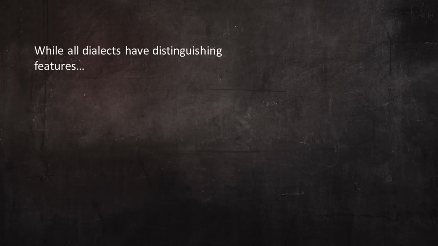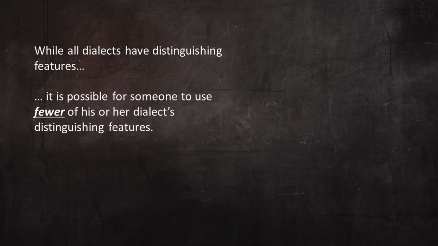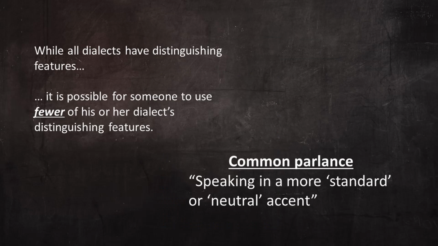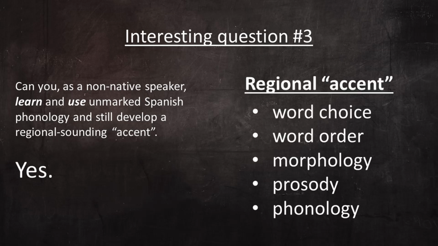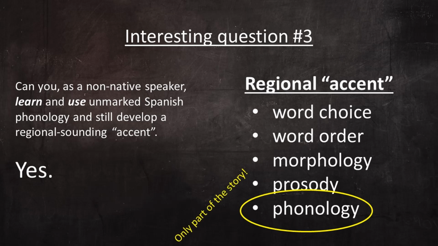While it's true that all dialects have distinguishing features, it's possible for someone to use fewer of his or her dialect's distinguishing features. And in common parlance, most people would call this speaking in a more standard or neutral accent. Can you, as a non-native speaker, learn and use unmarked Spanish phonology and still develop a regional-sounding accent? Yes. As we discussed when comparing Bogota and Mexico City, phonology is only part of what makes up someone's regional accent. A surprisingly important component of anyone's accent is prosody.